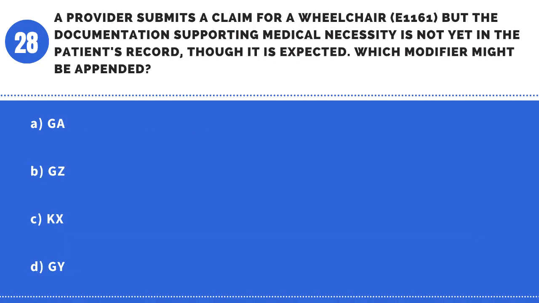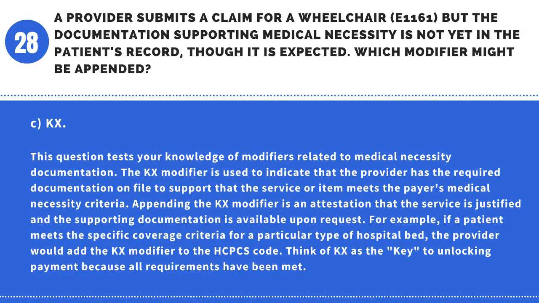Question 28. A provider submits a claim for a wheelchair, E1161, but the documentation supporting medical necessity is not yet in the patient's record, though it is expected. Which modifier might be appended? A. GA. B. GZ. C. KX. D. GY. Answer: C. KX.